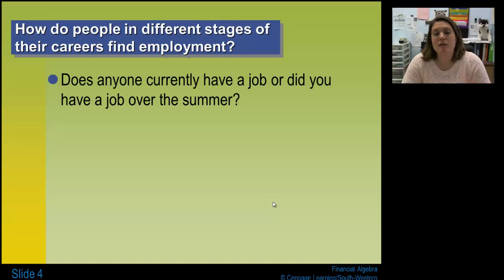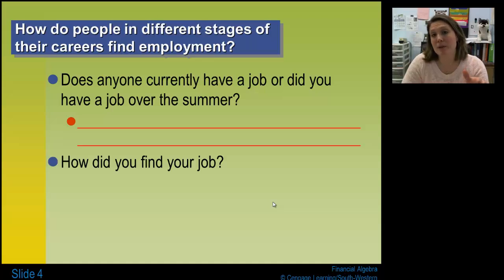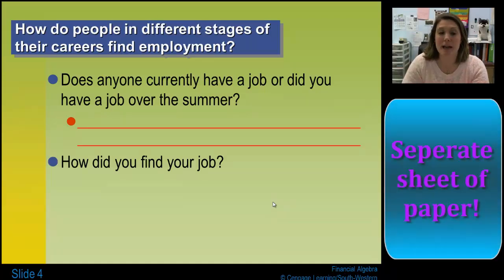So some things to think about. Do any of you currently have a job, or did you have a job over the summer? So do you have a job? Do you currently have a job? Will you have a job? Go ahead and fill this question in, as well as doing it on a separate sheet of paper because you're going to turn this question in the next day.